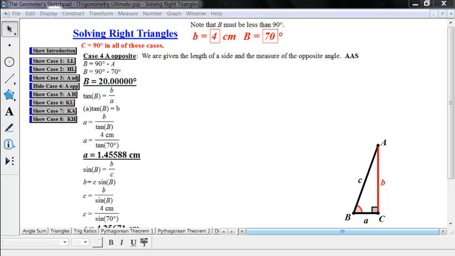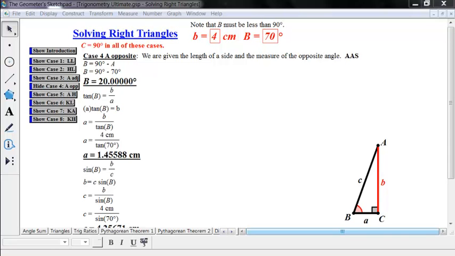Okay, this video is on case 4 of our solving right triangles videos. Case 4, we know one of the acute angles and the opposite side. Of course, we always know that C is a right angle because we're doing right triangles. I don't always note this, but of course the angle that we know is an acute angle.